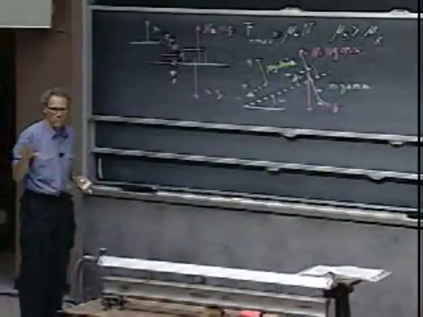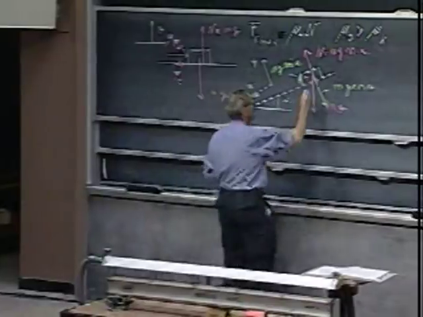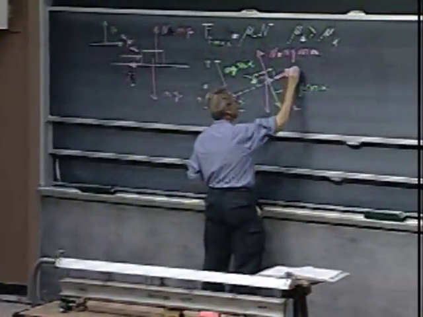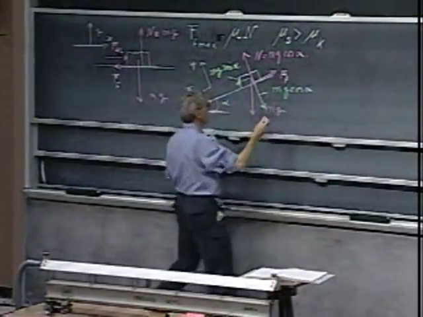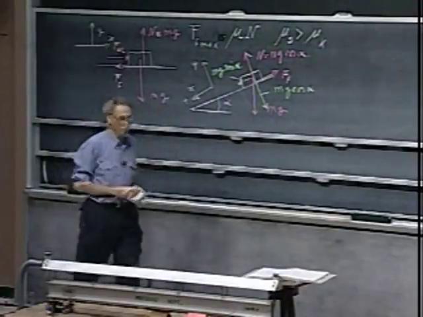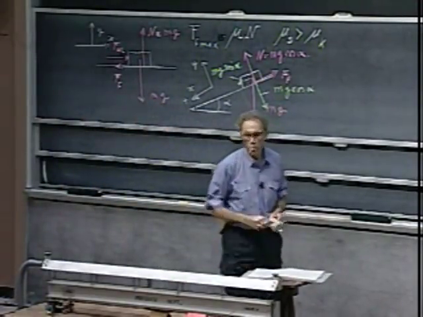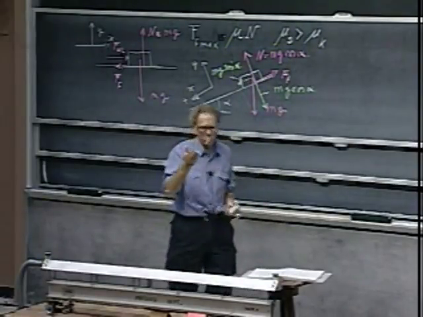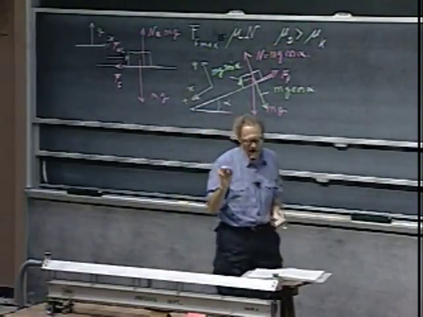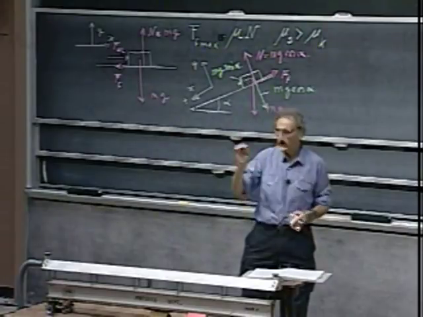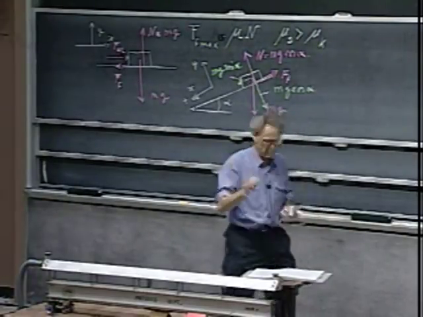Now, this object wants to slide downhill. Friction prevents it from doing so. So there's going to be a frictional force in this direction. And as I increase the tilt, this frictional force will get larger and larger and larger, and then there comes a time that the object will start to slide. Let us evaluate that very moment that it's just about to break loose.